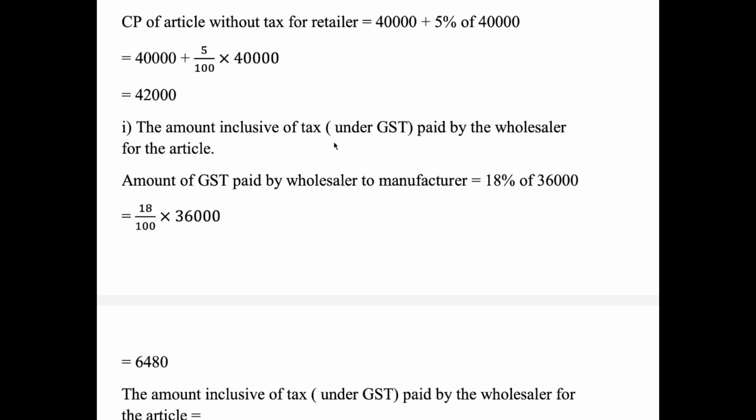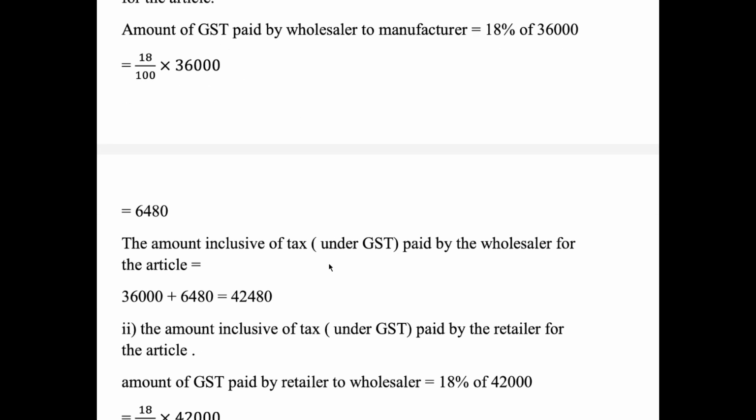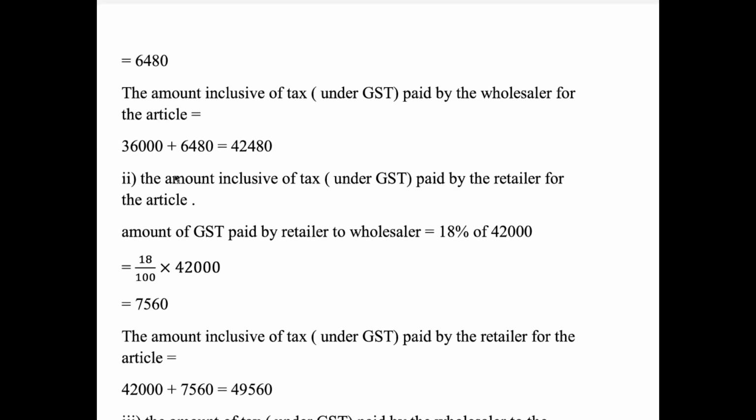The amount inclusive of tax under GST paid by the wholesaler for the article. That is, the amount of GST paid by the wholesaler to the manufacturer, that is 18% of 36,000, that comes to 6480. The amount inclusive of tax under GST paid by the wholesaler for the article is 36,000 plus 6480, that comes to 42,480. Come to the second part of the question.